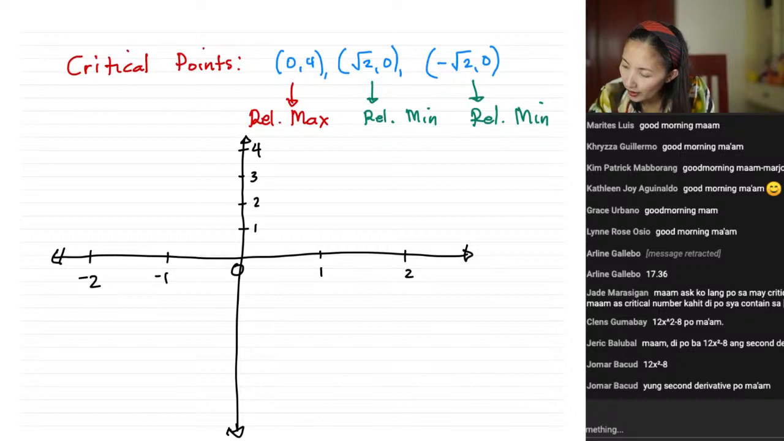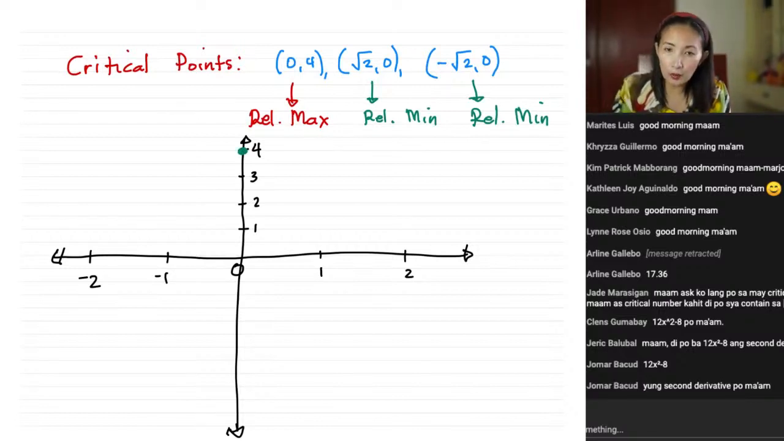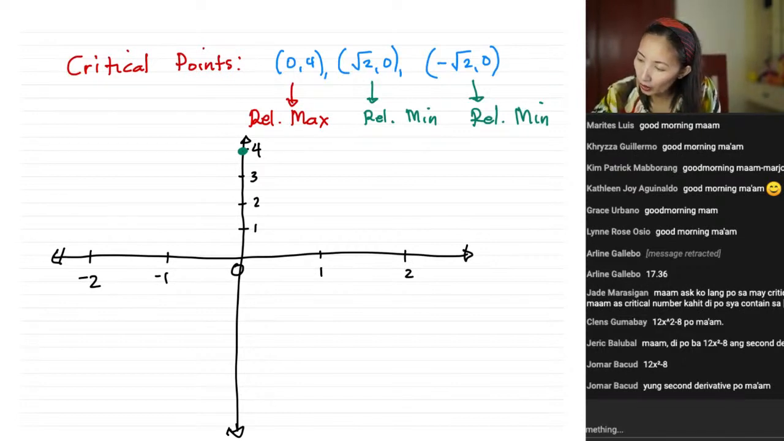0, 4 is this. Our intercepts are, okay, this point, square root of 2, 0. Square root of 2, 0 is somewhere here. Okay, so let me use... Why did I erase it? So somewhere here, square root of 2, 0, and negative square root of 2, 0.